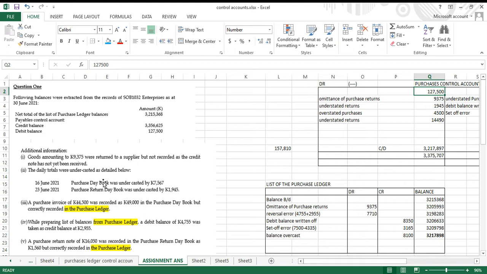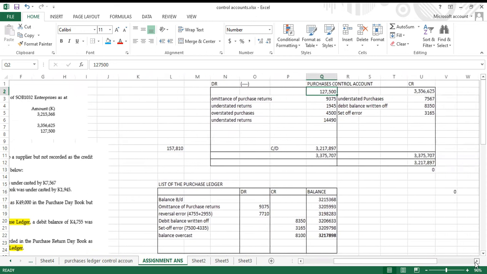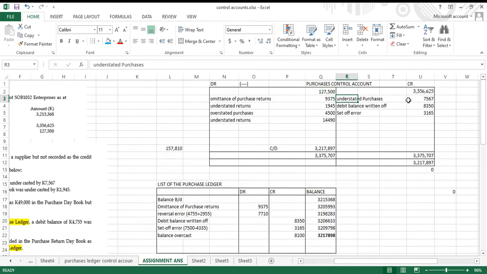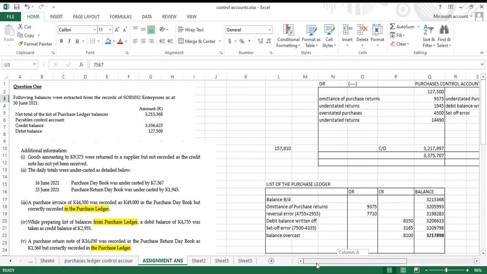The purchase day book, this is where we record our credit purchases, and we total them up. Now, the total which was on the purchase day book, it was undercasted, meaning it was short by 7,567. So we have to correct this error. So we are going to credit our control account, understated purchases 7,567. All right, 7,567.